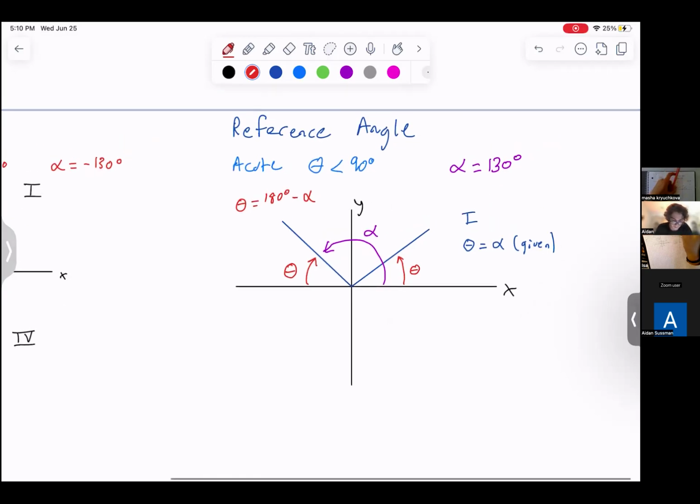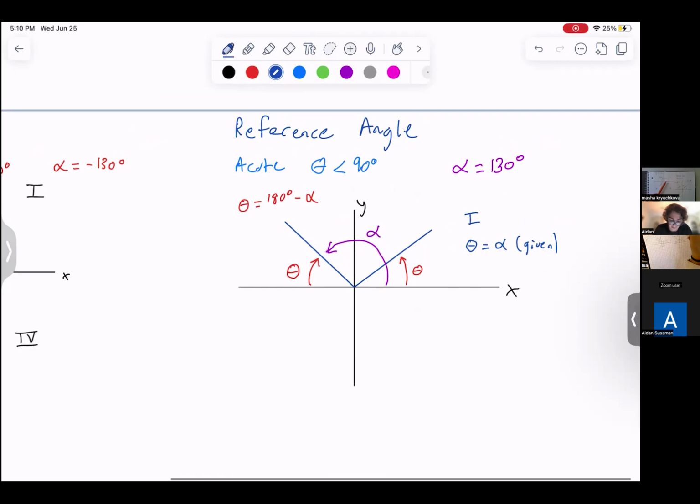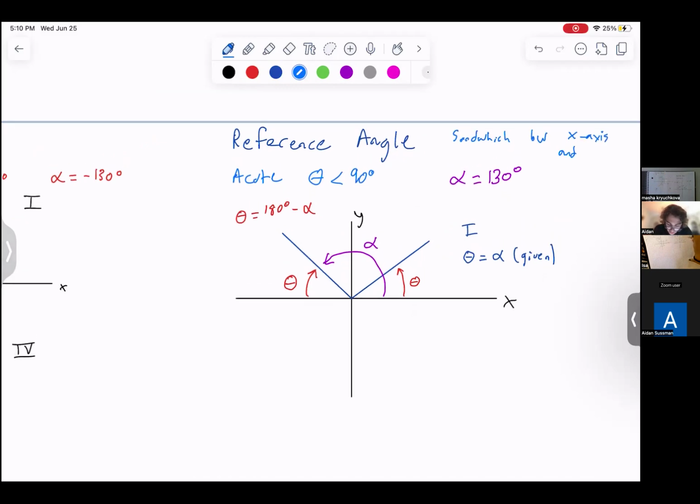The whole idea of our reference angle is that it's the angle that is sandwiched between the x-axis and our terminal side, or sometimes we call this the radius. That's this line right here. That's what I'm talking about. So let's see what happens in the other quadrants. In this quadrant right here, quadrant three. So here's quadrant two, here's quadrant three. In quadrant three, this is the angle that's sandwiched between them.